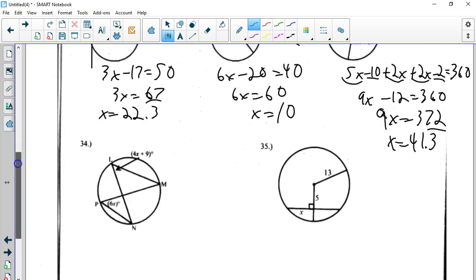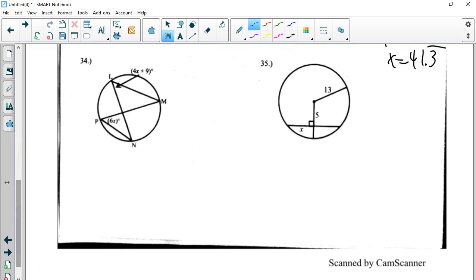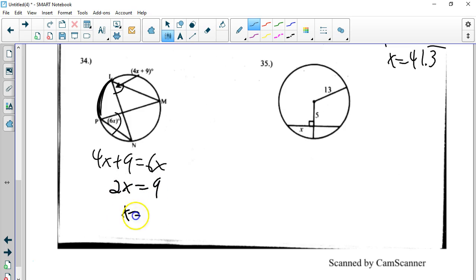All right. These inscribed angles are both touching the same arc right there, IP. Since they're both touching the same arc, this angle and that angle are congruent. So 4x plus 9 is equal to 6x. Subtract 4x to get 2x equals 9. Divide by 2, x equals 4.5.